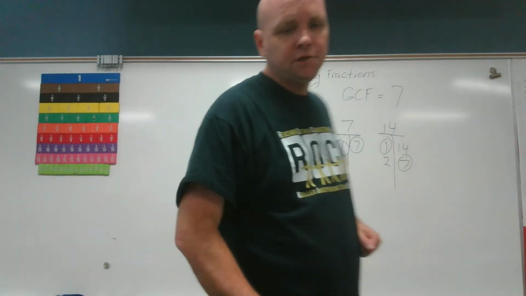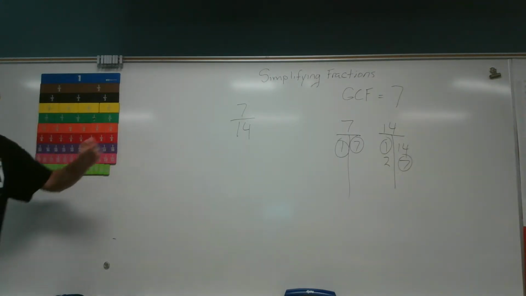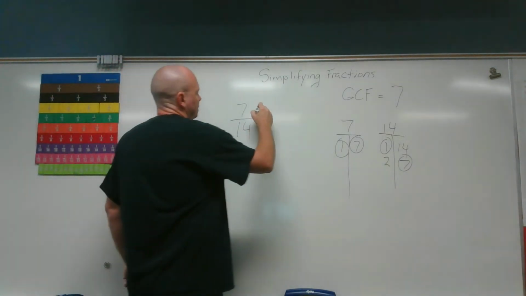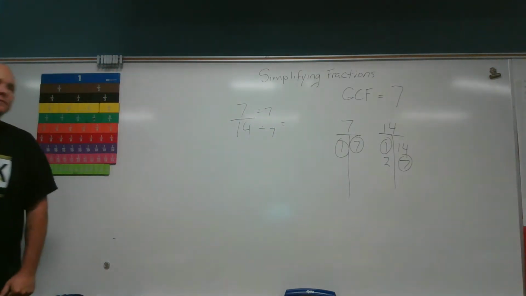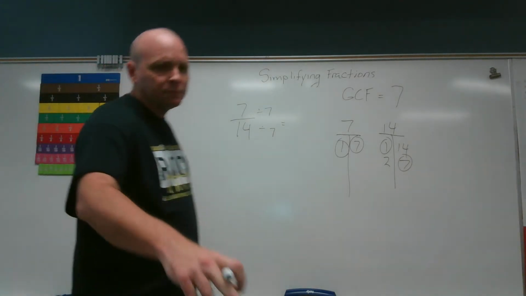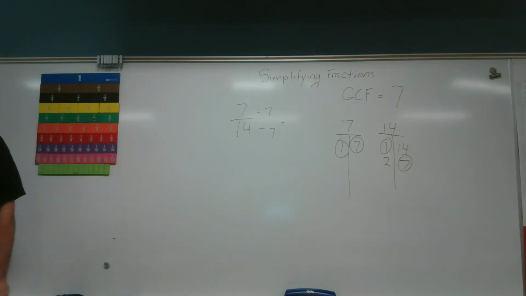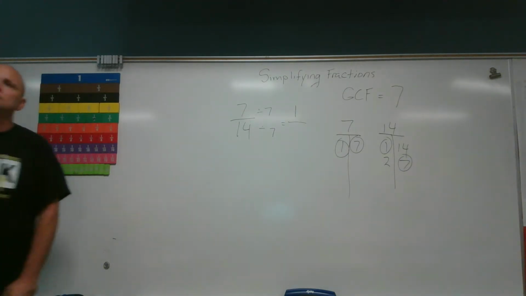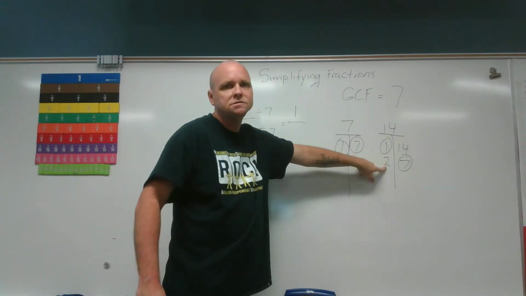Step 2 says we do what, Matthew? After we find the greatest common factor, we do what? I divide the numerator and denominator by the greatest common factor. Heaven, what is 7 divided by 7? 1. What is 14 divided by 7? 14 divided by 7 equals 2.